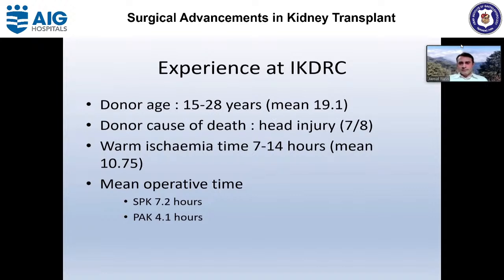Our donor ischemia time ranged between 7 and 14 hours, and it was actually bimodal, in that donors from our own city, we were able to do it in about 7 hours, but a lot of our donors came from other cities, many of them 4 and 5 hours away, and this increased the cold ischemia time. And operative time for our SPKs was about 7 hours, and for the pancreas alone, about 4 hours.